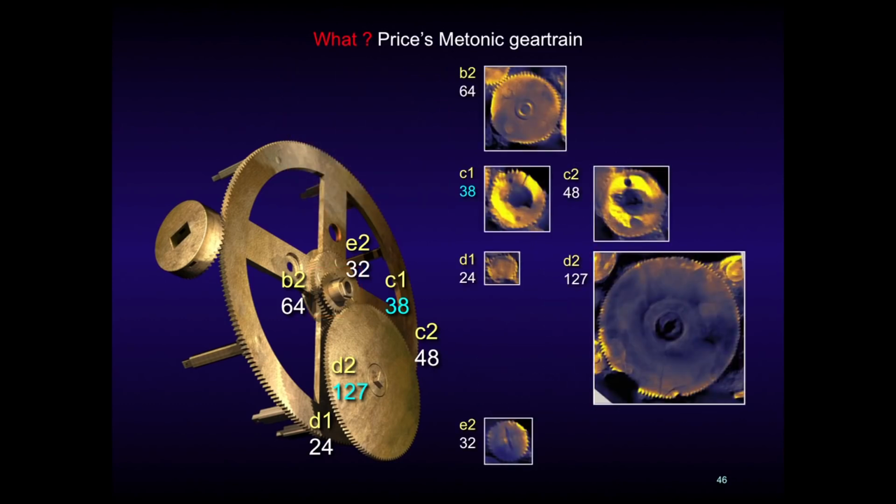This wasn't a fantasy on Price's part. Here we have in modern X-rays all the gears involved with this. Unusually for the Antikythera mechanism, many of them are nearly complete. We can count the tooth counts. They all check out. This is a completely established part of the Antikythera mechanism.